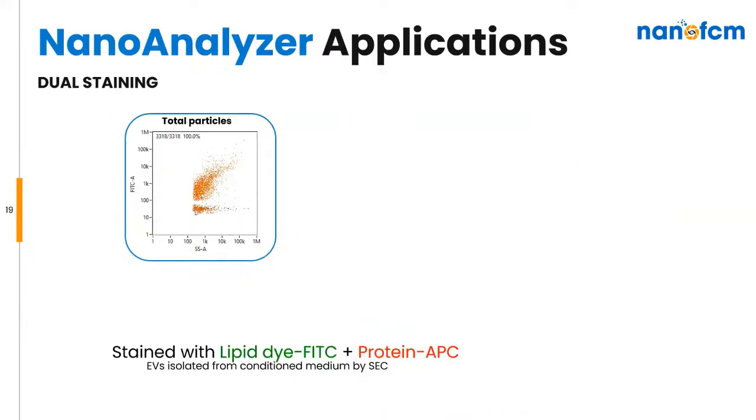So the past few examples have shown single staining. However, the Nanoanalyzer is fully capable of detecting dual staining as well, using its 2 fluorescent detectors. So here, in this example, you'll be able to see the use of dual staining to identify a specific EV subpopulation. In the blue box there, you can see the total number of particles above 40 nanometers, and this is based on the side scatter detection.